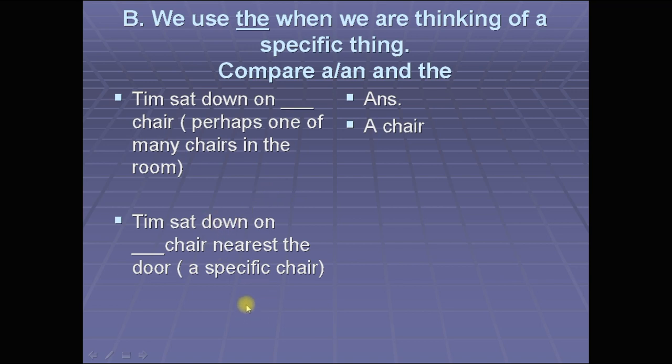Dito sa second sentence, what is the answer? The chair, correct. Kasi ang chair dito is specific na, nearest the door. Alam mo na kung ano yung chair na tinutukoy niya, yung chair na malapit sa pinto.